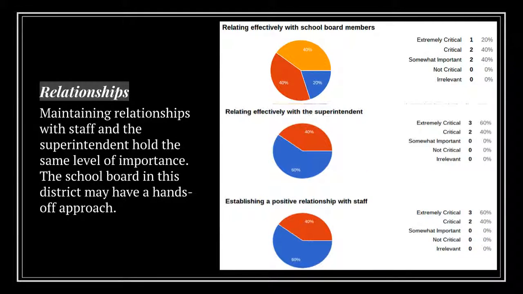This was a really interesting area, maintaining relationships. Building administrators thought that relating effectively to the superintendent and having a strong positive relationship with staff were pretty much critical issues. It was a little different for relating effectively with the school board members. This may have to do with the fact that it's a large district with almost 6,000 students. And also, the board is very supportive. So building administrators might not feel that they have to spend a whole lot of time convincing the board members that we're doing the right thing.